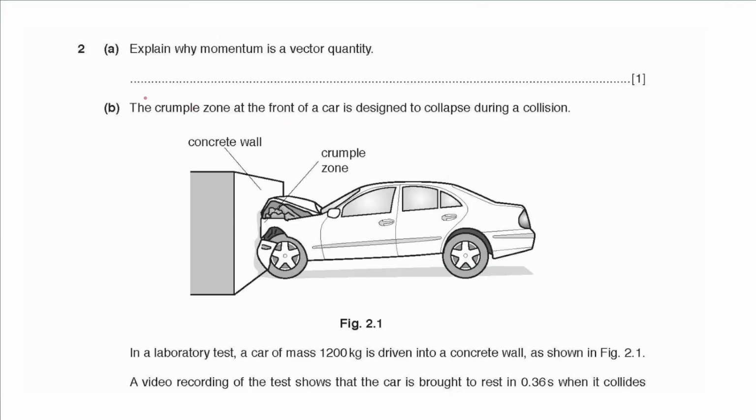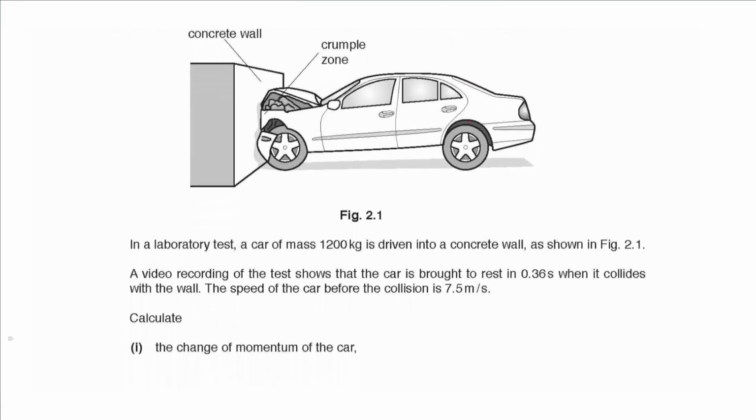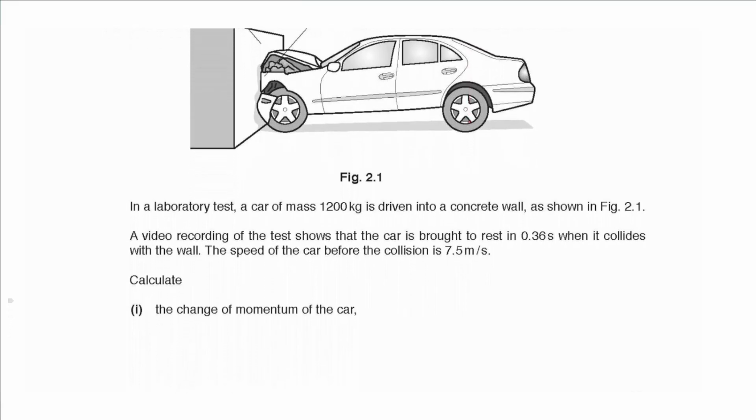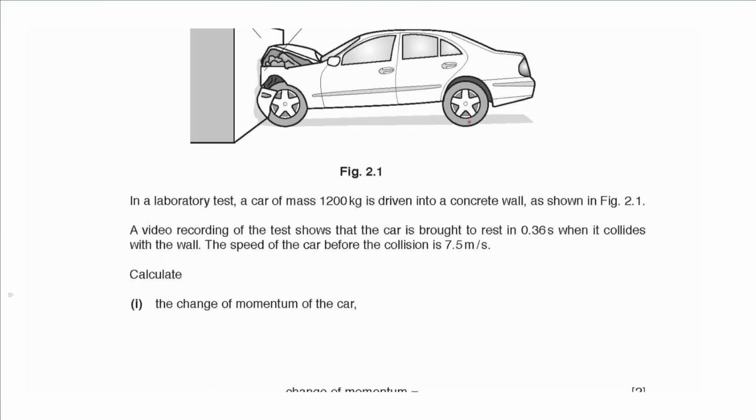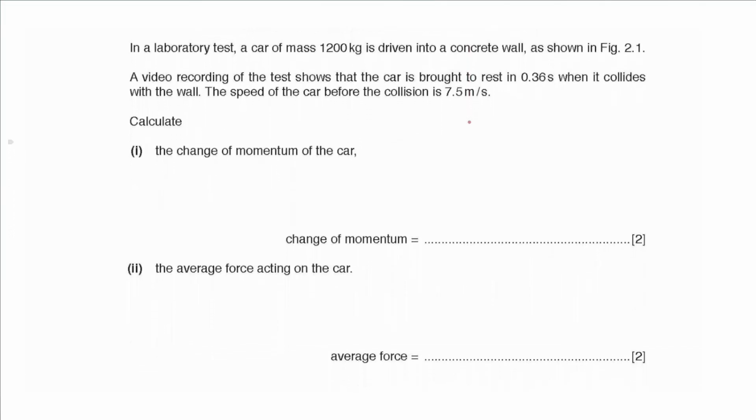Question 2a says explain why momentum is a vector quantity. We say that it has magnitude and direction. These are the things that define a vector quantity. Part B says the crumple zone at the front of a car is designed to collapse during a collision. In a laboratory test, a car of mass 1,200 kilograms is driven into a concrete wall, as shown in Figure 2.1. A video recording of the test shows that the car is brought to rest in 0.36 seconds.